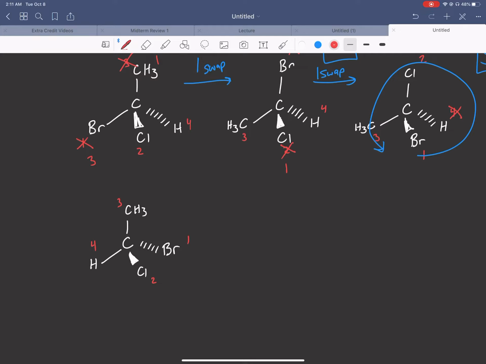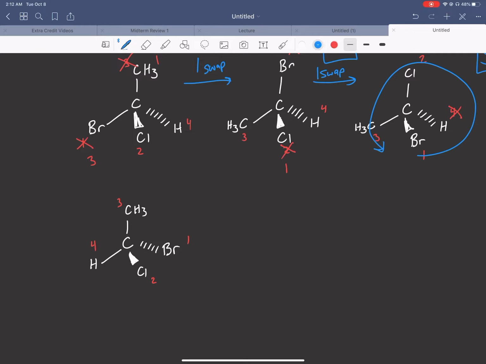When our lowest priority group is wedged, we draw our arc, and whatever configuration it looks like, so if our arc looks counterclockwise and we get S, it's really going to be R. In this situation, none of those tricks work. So what we have to do is use the swap method.